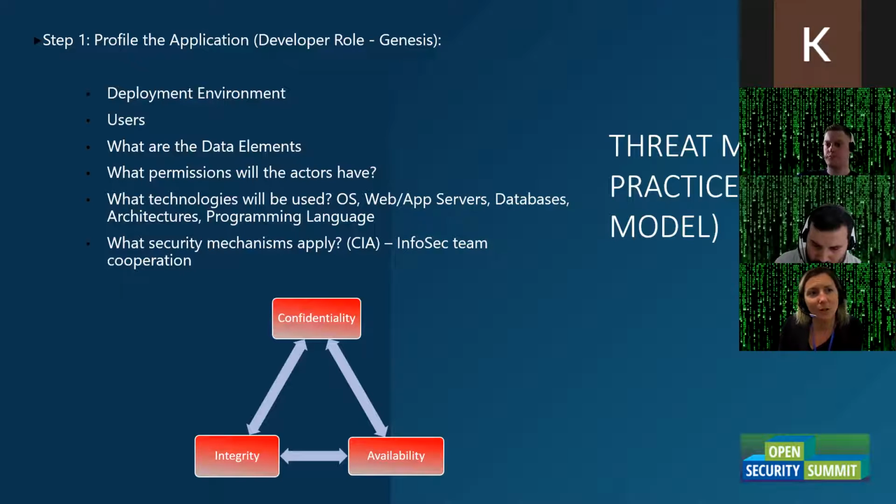So for step 1, OWASP recommends profiling the application. We have to consider, where is this going to be deployed? Is it going to be deployed on-prem? Is it going to be deployed in the cloud? Is it AWS or is it Azure?